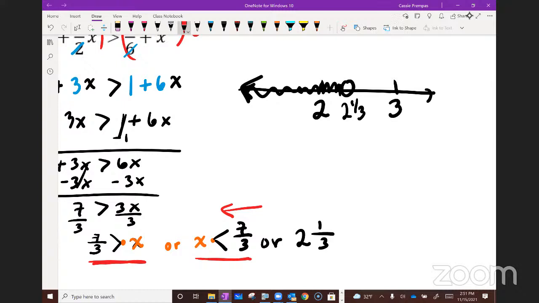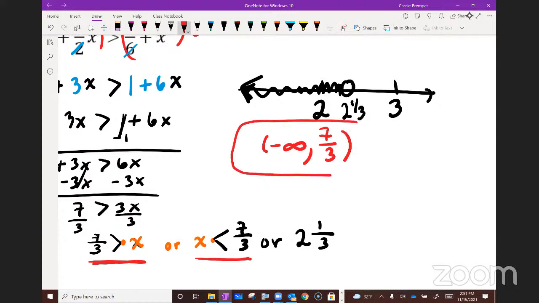Oh, okay. Then guys, in interval notation, what's the smallest value x could be? Negative infinity. Where does it stop? 2 1/3. Could I just call that 7/3? And then would I put a parentheses or a bracket around it? Parentheses. And the reason I kept it as an improper fraction is because that's how your book always leaves the answer. It doesn't change it to a mixed number, but mixed numbers are more helpful in graphing.